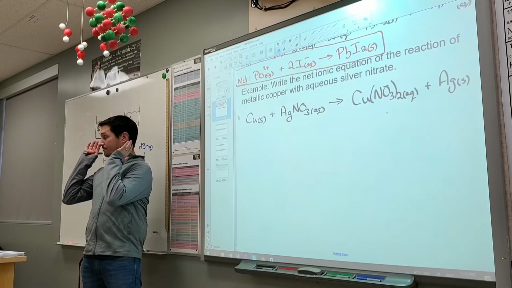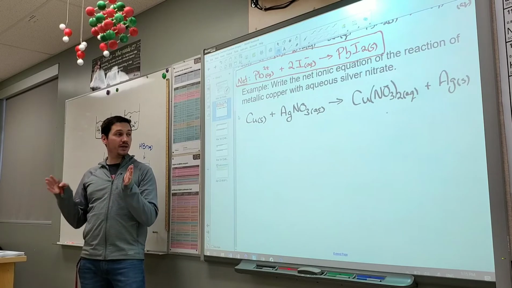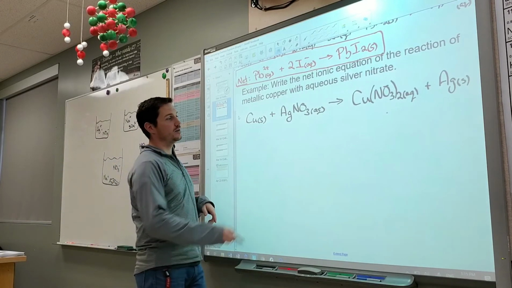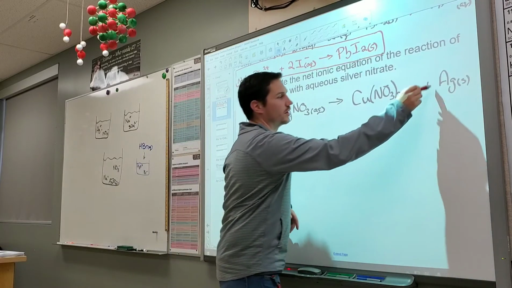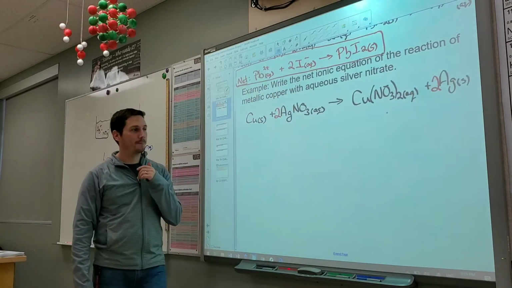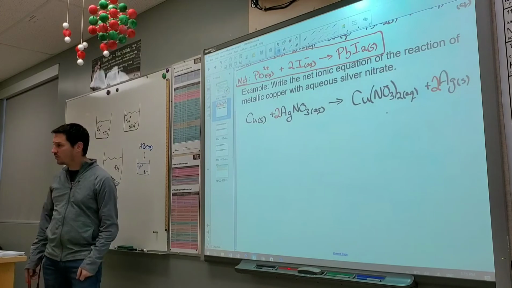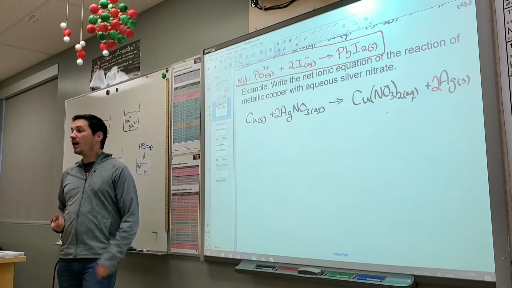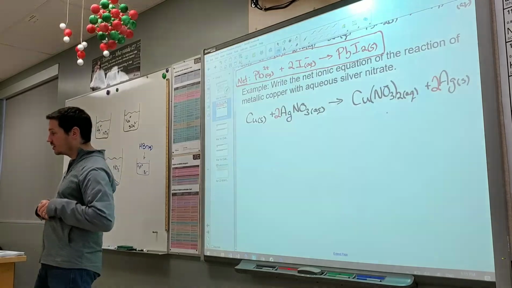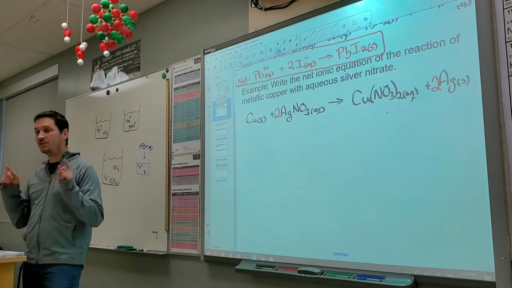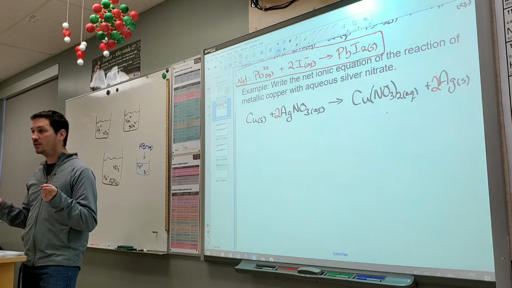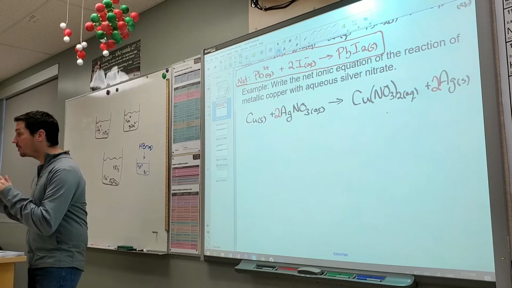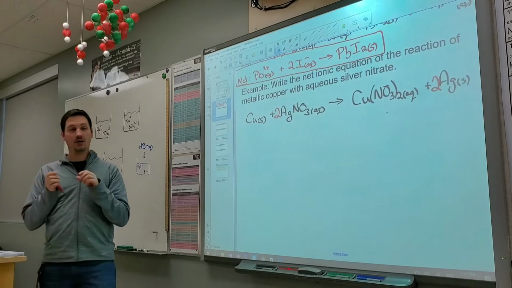Okay. Have we made a balanced chemical reaction? Absolutely not. So we need 2 of these and 2 of these in order to balance it. Now, have we made a balanced chemical reaction? Yes. What's the next step? To split everything up that isn't solid. If it can be split up, let's split it up.